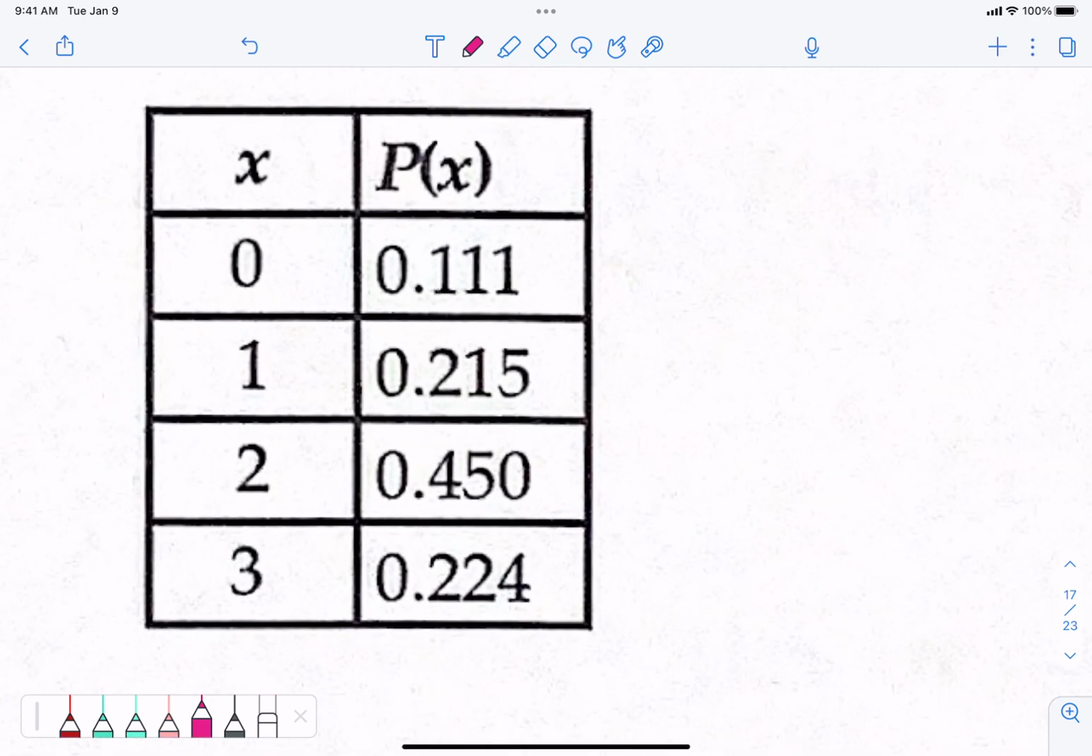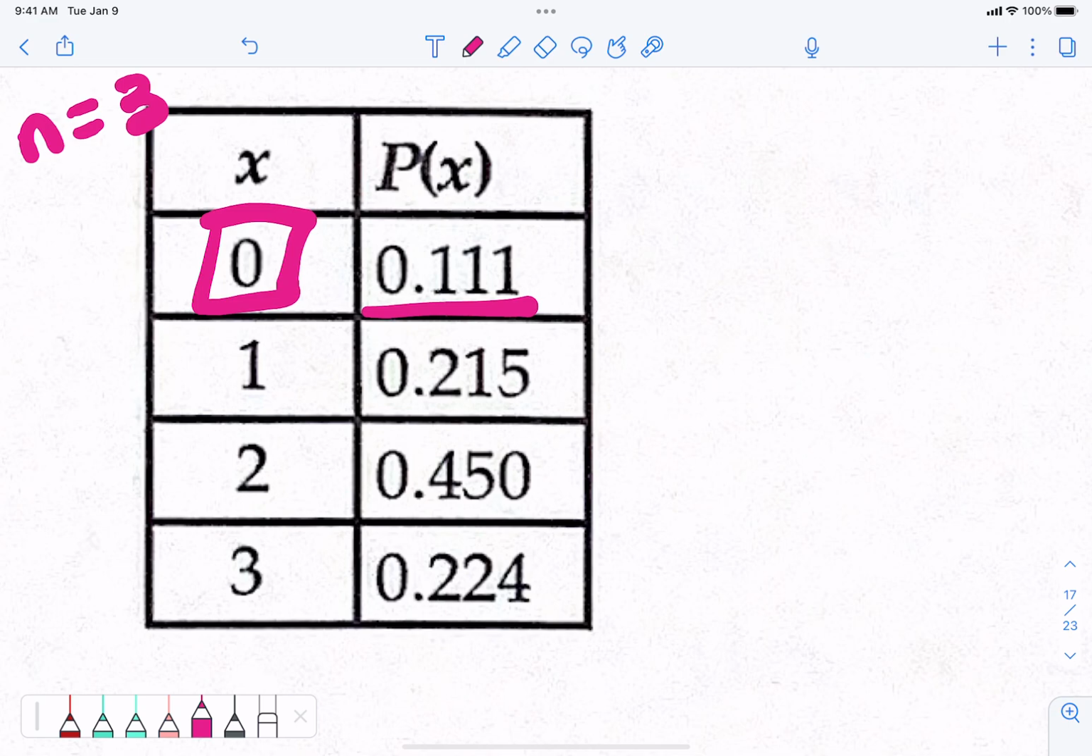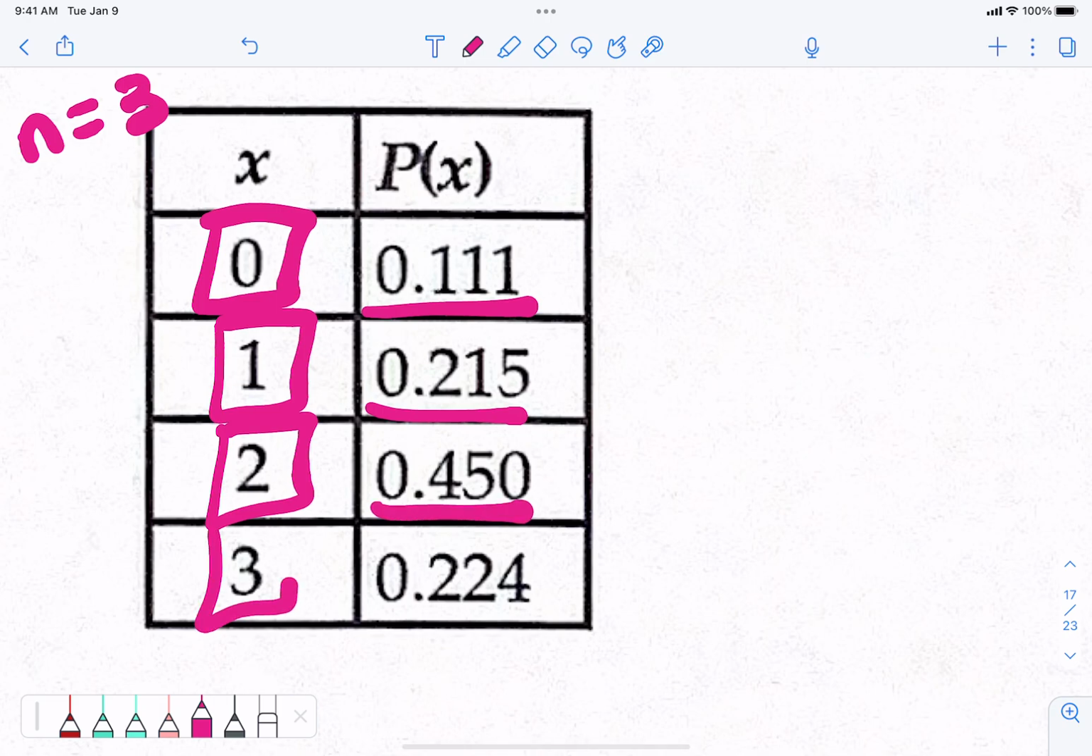This is how this table is broken down. They have taken a sample of 3. My total number is 3. The chances that none of them out of the 3 are morbidly obese is 11%. The chances that exactly one of them is obese and the other 2 are not is 21%. The chances that exactly 2 of them are obese and one is not is 45%. And the chance that all 3 of them out of the 3 are obese is 22%.